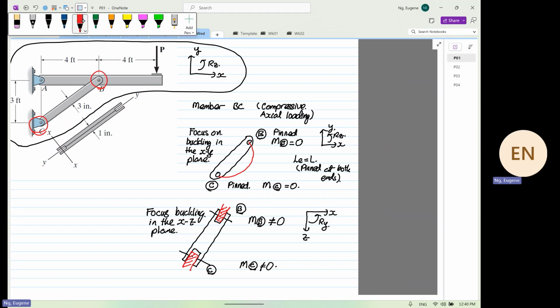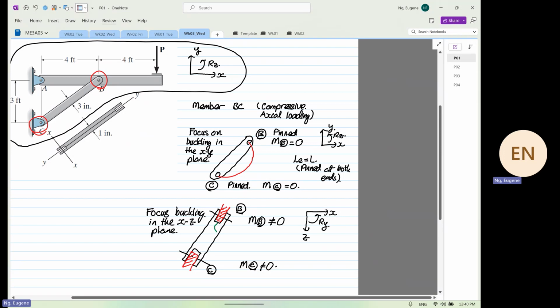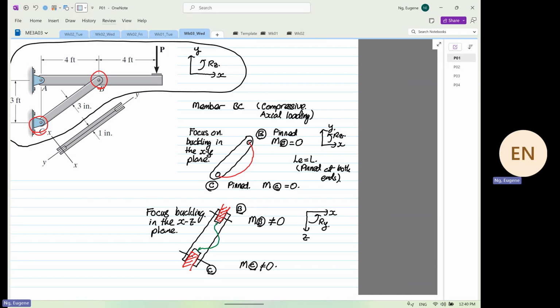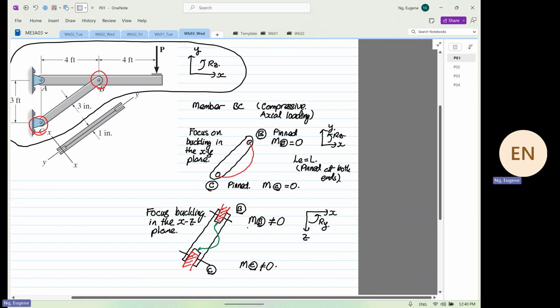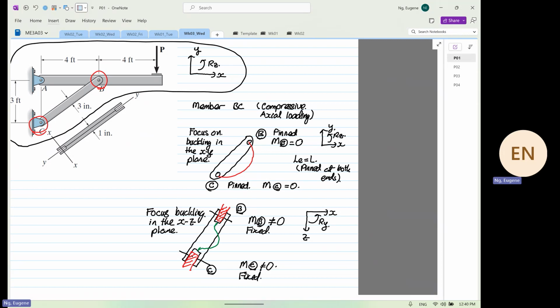Okay, I'm going to sketch how the structure will deform. I'd like to emphasize that it's a straight line over here, and then you will bend this way. Why? When this is the case, our structure is under what? This is known as what? Fixed. And this is known as what? Fixed. So when both ends are fixed, we know that LE is equal to 0.5 L. So the equivalent length is equal to 0.5 L.